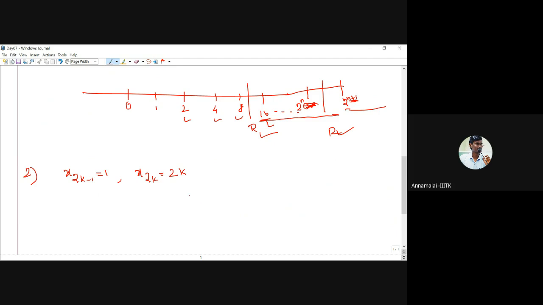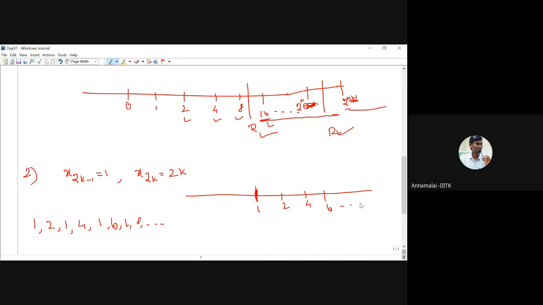You have to mark the sequence terms. So what is the first term? 1. Second term is 2. Third term is 1. Fourth term is 4. Fifth term is 1. All the odd positions are 1. Even positions are multiples of 2. And so on. Therefore, if you mark here, this is 1, and the next sequence element is 2. Next sequence element is 1 again. The next sequence element is 4. Next sequence element is 1 again, and so on. So does this diverge to infinity?